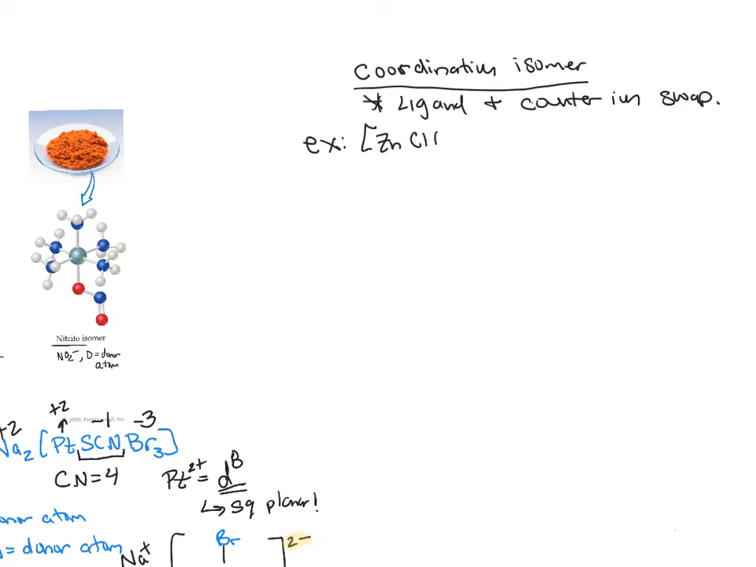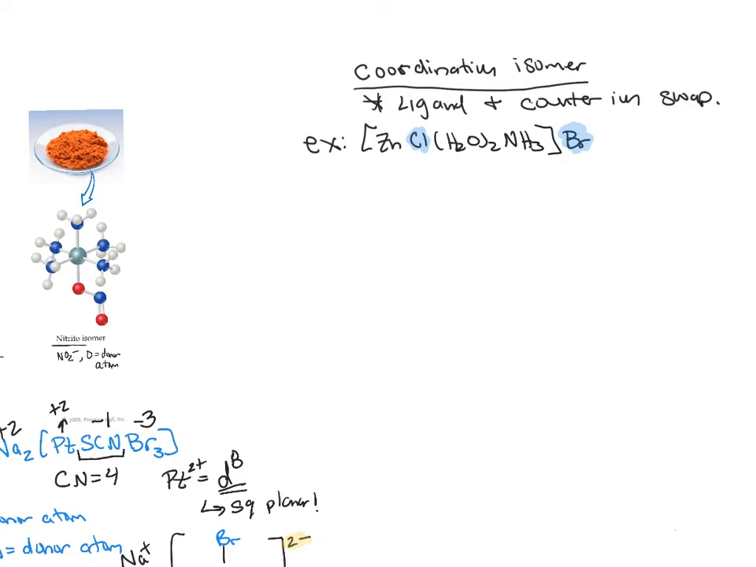So an example of this, [Zn(Cl)(H2O)2(NH3)]Br. The reason I know I can have a coordination isomer is because I recognize a counter anion and a ligand with a negative charge. So this will be my first structure to draw.